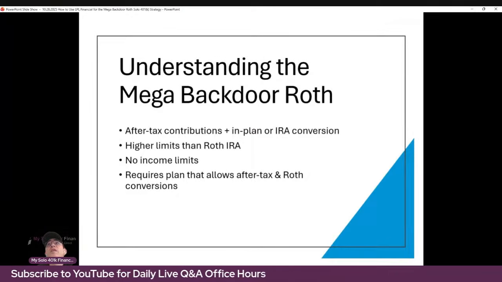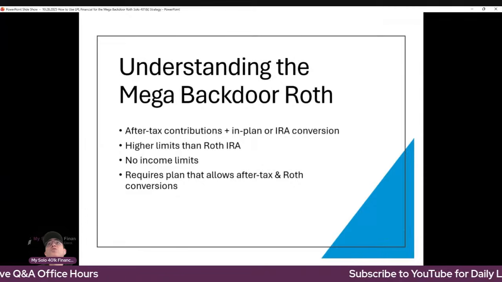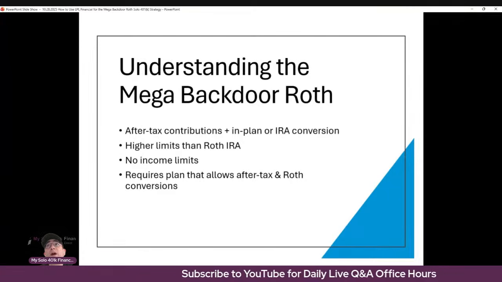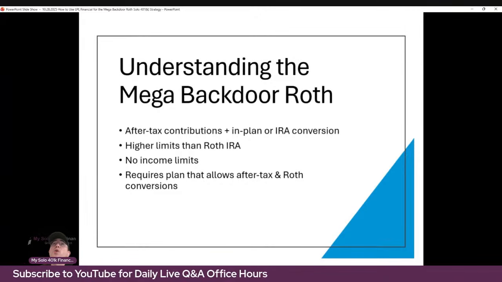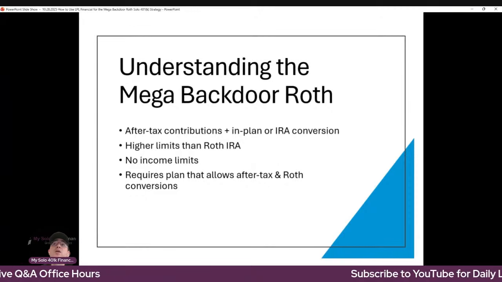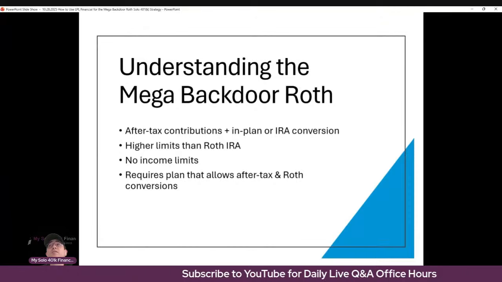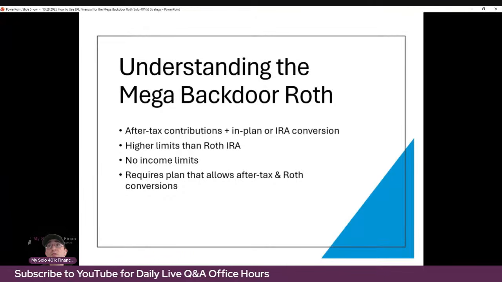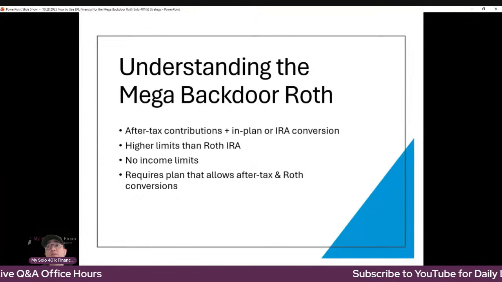Now let's continue to lay the foundation with understanding the Mega Backdoor Roth before we turn to how to use LPL Financial for the Mega Backdoor Roth Solo 401k strategy. Someone who's eligible to set up a solo 401k plan could choose to set up a more advanced solo 401k plan that will allow for Mega Backdoor Roth Solo 401k contributions. Not all solo 401k plans will support this.